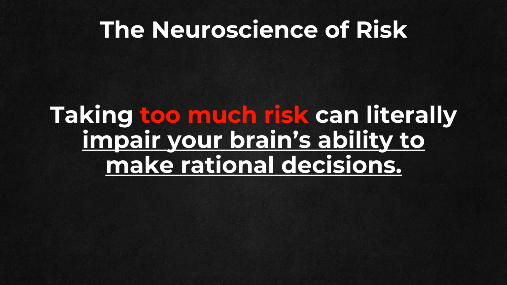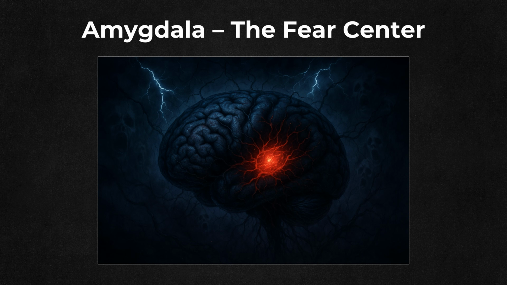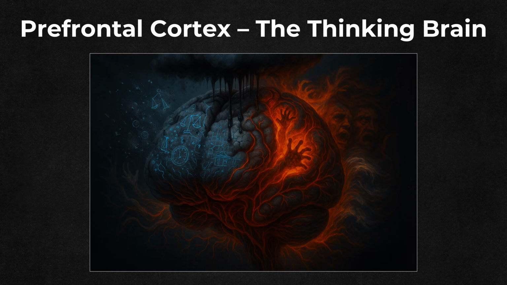When you take excessive risk, your amygdala, the brain's fear center, becomes hyperactive. This triggers a fight or flight response, releasing cortisol, known as the stress hormone, and adrenaline, which is responsible for arousal and vigilance. These chemicals shift your brain away from careful, rational thinking and towards survival-based decision-making. The prefrontal cortex, the thinking brain, gets impaired.